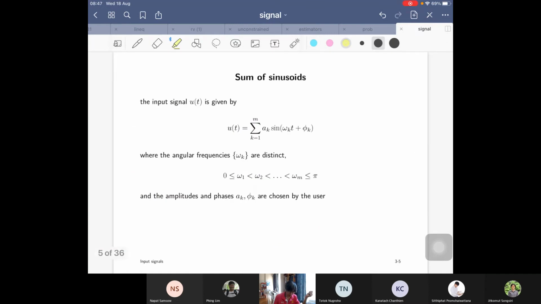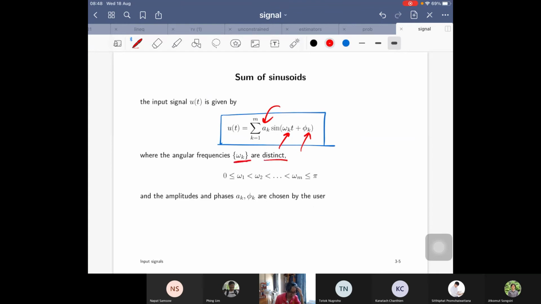Next, the sum of sinusoids. The sum of sinusoids has this form. It's a mix of sinusoids with different frequencies. Omega k is the frequency, phi k is the phase shift, and a k is the magnitude. We're going to choose the frequencies so that all of them are distinct, not the same values, and you choose them from the interval 0 to pi.